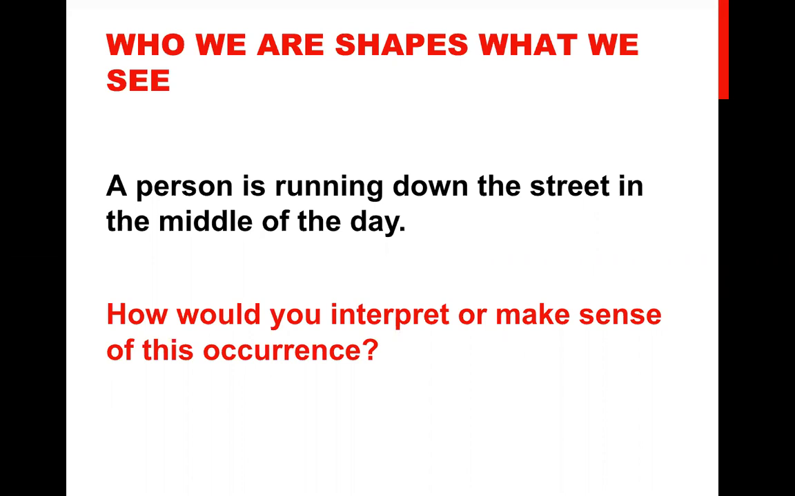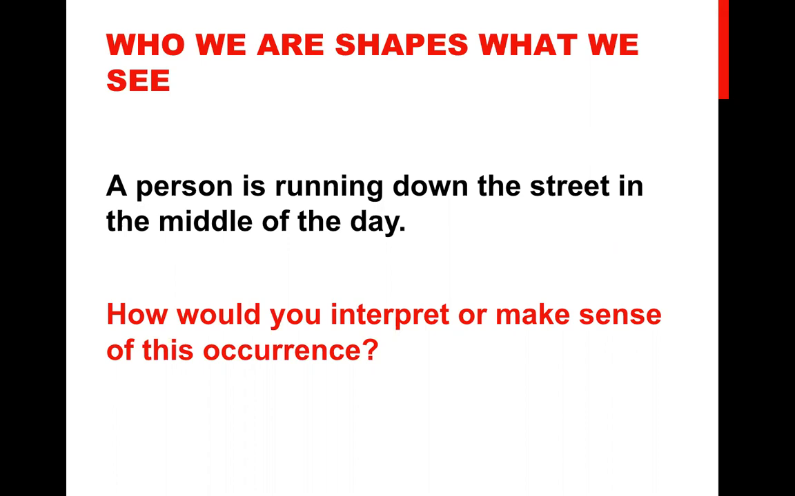I prompt students to close their eyes and to imagine that they are riding or driving in a car in their hometown, and they see a person running full sprint down the street. It's the middle of the day. And then I ask them to interpret or make sense of this occurrence. And I usually ask them to write this down.